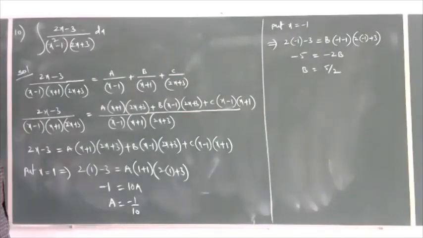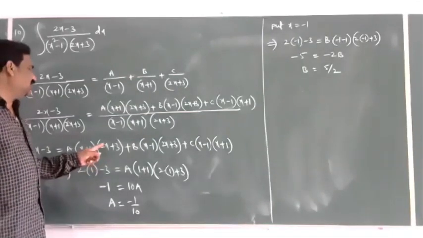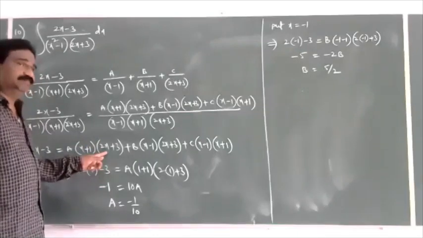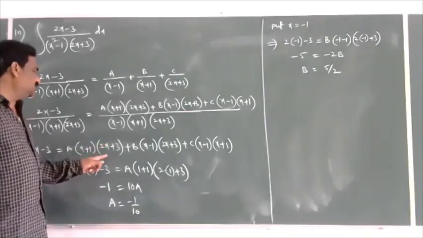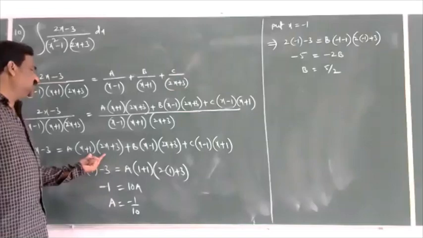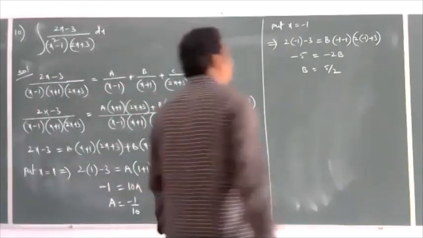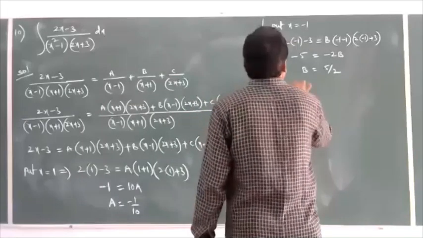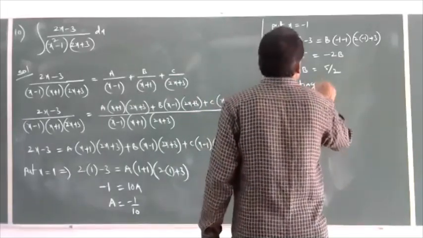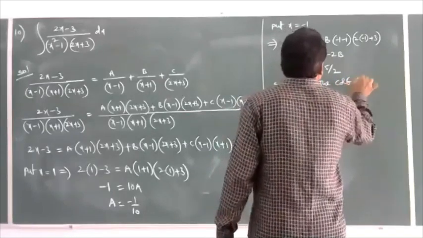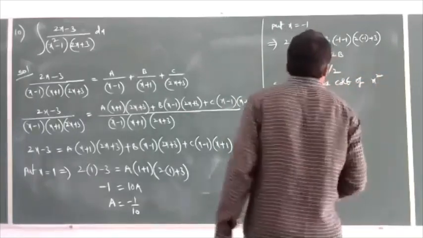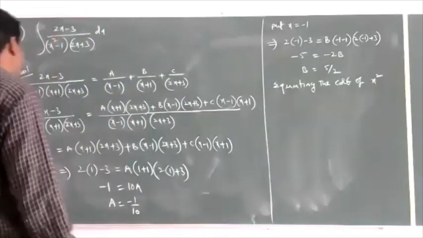So we know the A value and the B value. We want to find the C value by equating the coefficients of x square. Or otherwise, if you substitute x is equal to minus 3 by 2, this term is 0 and this term is 0, and you get the C value. Otherwise, equate the coefficient of x square.